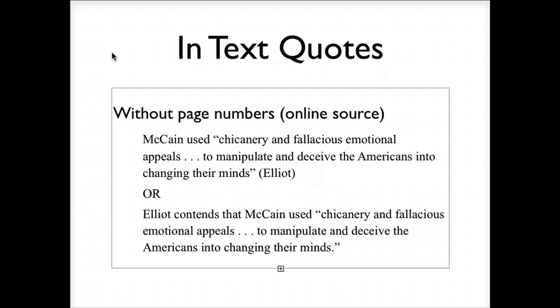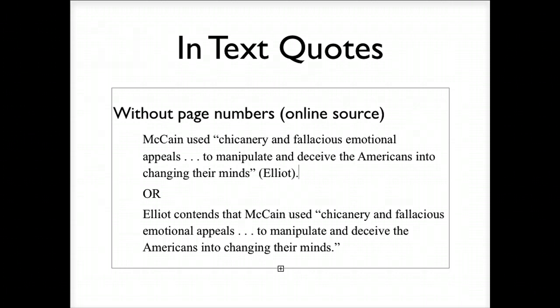Notice that after the quote, it includes who said the quote. It should also include a period. Or a better way to do this is go ahead and include the source, the last name of the person who you borrowed the quote from, right up front. This is the according to so-and-so way of quoting.